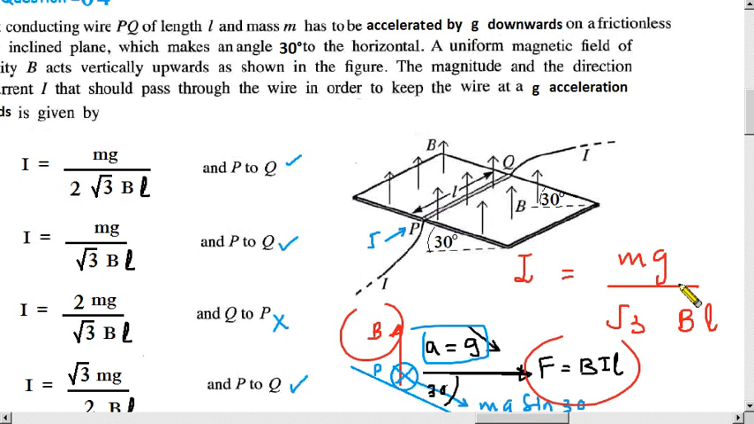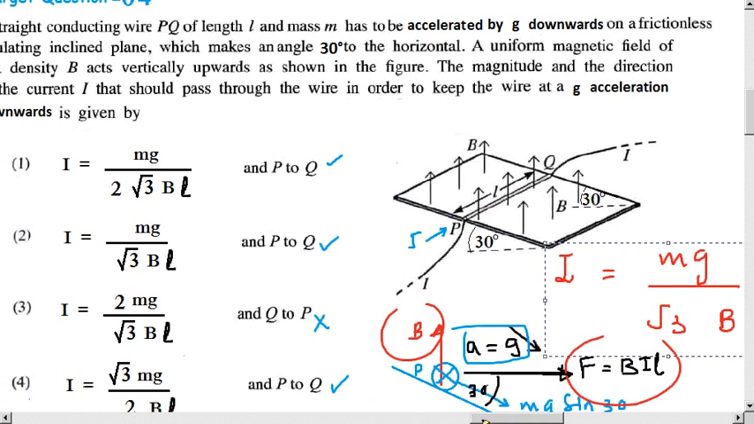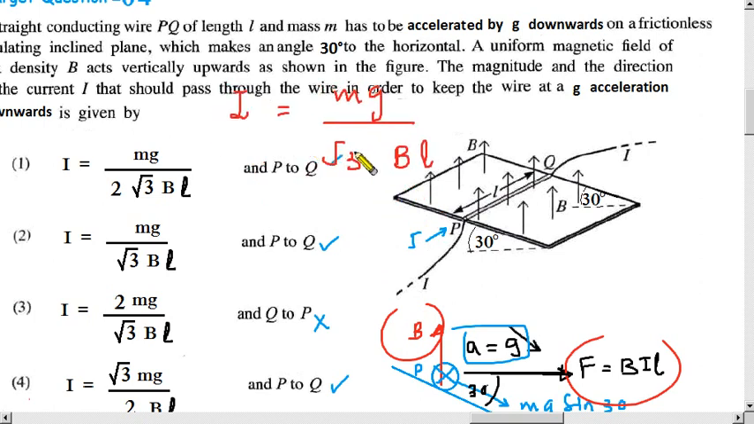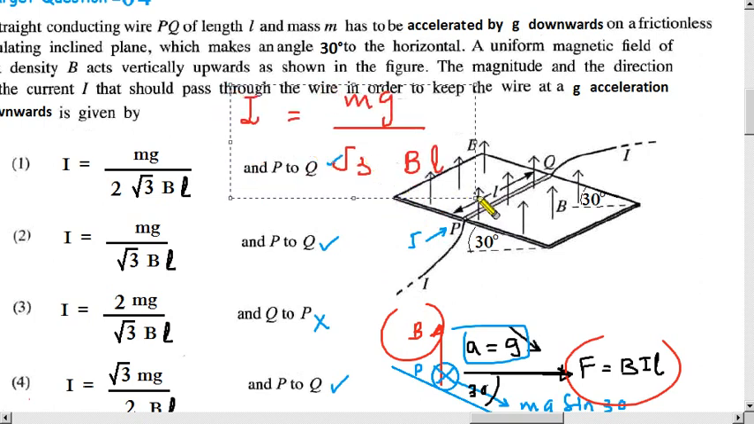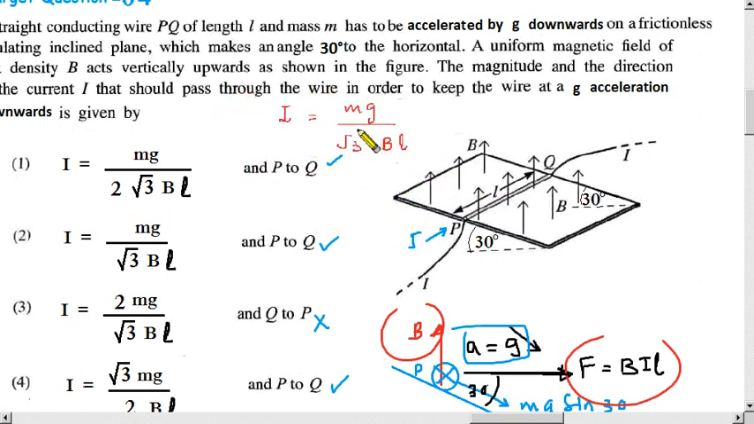Mg divided by root 3, second one, this one, isn't it? Mg divided by root 3 BL. So we have the blue correct mark also, the direction is correct also. So the second one is the answer here, second one is the answer for this question.